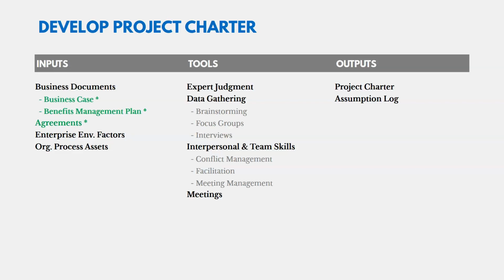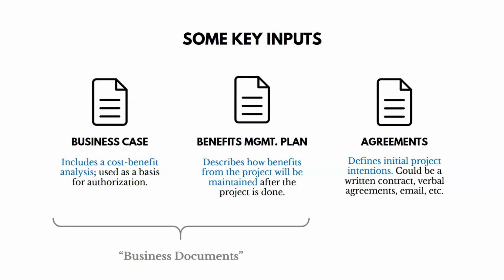So let's talk about the business case and the benefits management plan as well as agreements. These are kind of business documents that are going to be key inputs to developing the project charter. So on the left, you're going to see the business case, which includes the cost benefit analysis. Obviously, the benefits need to outweigh the costs, and we probably want to compare those benefits and costs to other similar projects. And then our benefits management plan, describing how benefits from the project will be maintained over time.